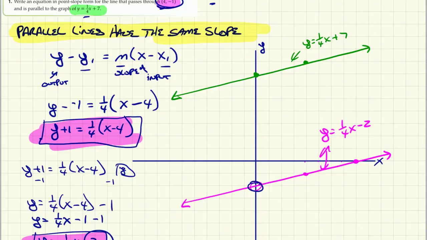The most important thing that we have to remember about parallel lines is that parallel lines have the same slope, no matter what happens, no matter what other points are around, and no matter what the y-intercepts are. Parallel lines have to have the same slope. So that's it for this video on parallel lines.